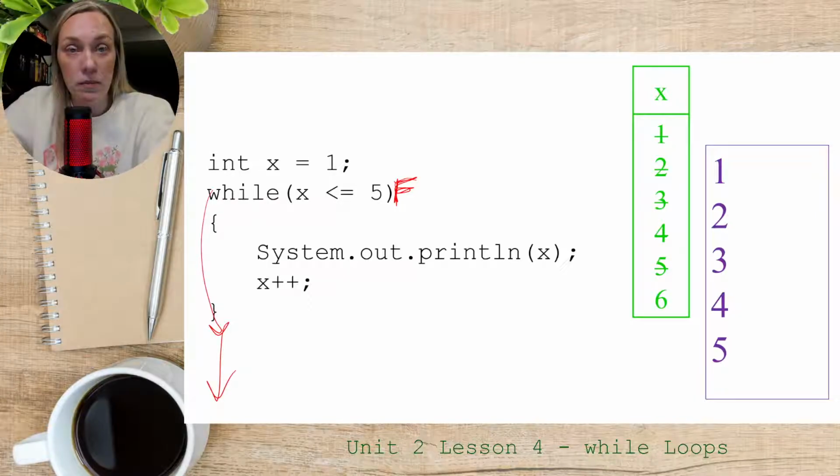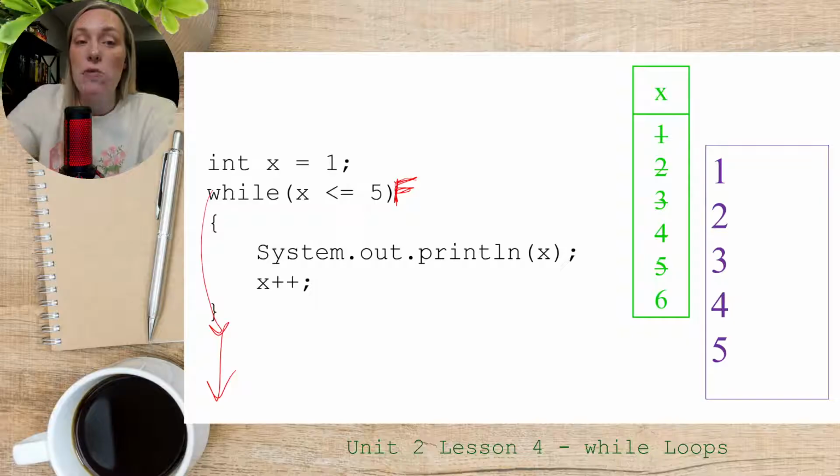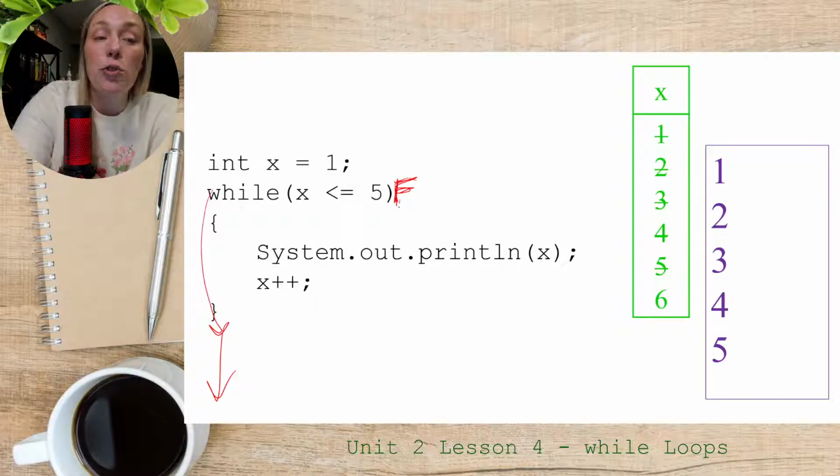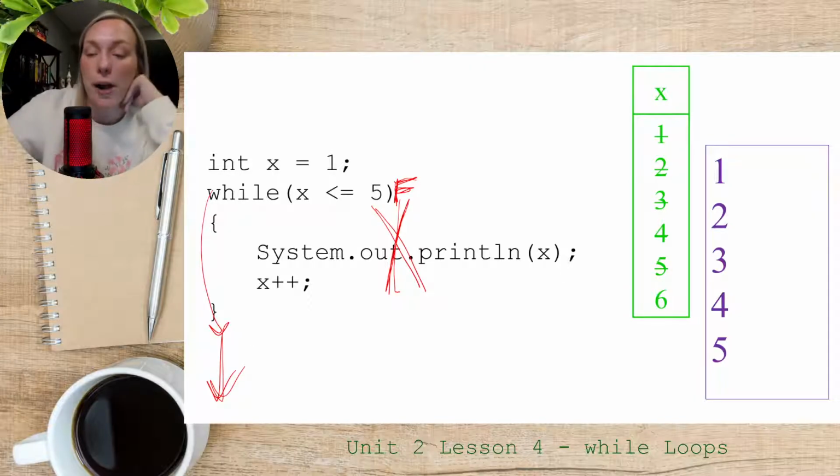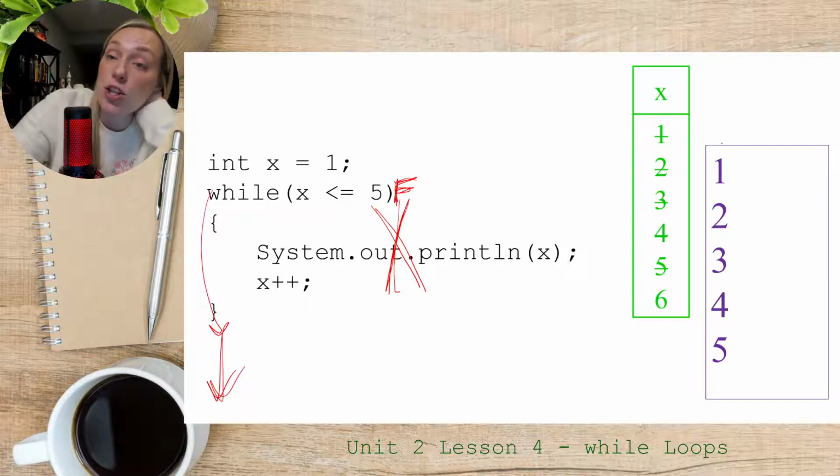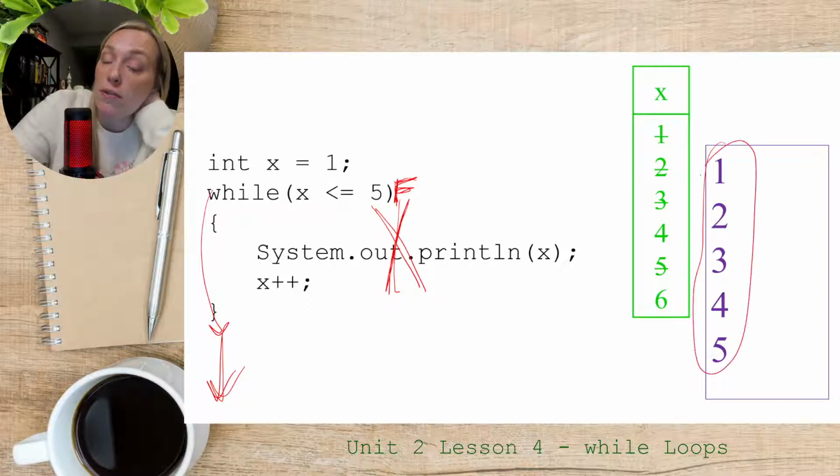Okay. So that's a very important thing. Once it's false, you don't go through one more time. As soon as it's false, as soon as you check that condition, it's skipped and it continues on with the program. So all that got printed to the screen was 1, 2, 3, 4, 5.